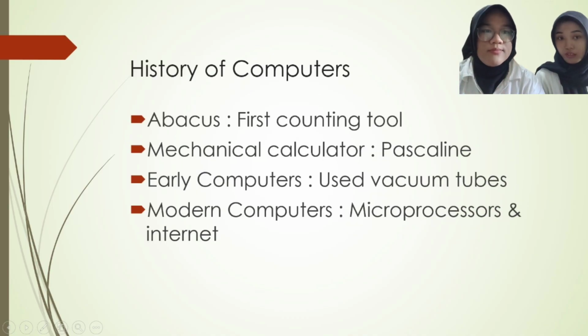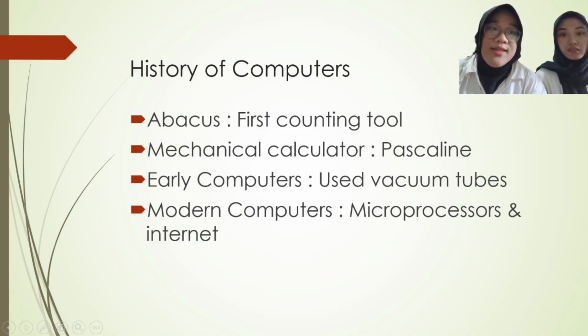History of computers. The history of computers began with the abacus, the earliest tool used for counting. Later, mechanical calculators like the Pascaline were invented. In the 1940s, early computers used vacuum tubes. They were big and slow. Today, computers are much faster, using microprocessors and connected through the internet.